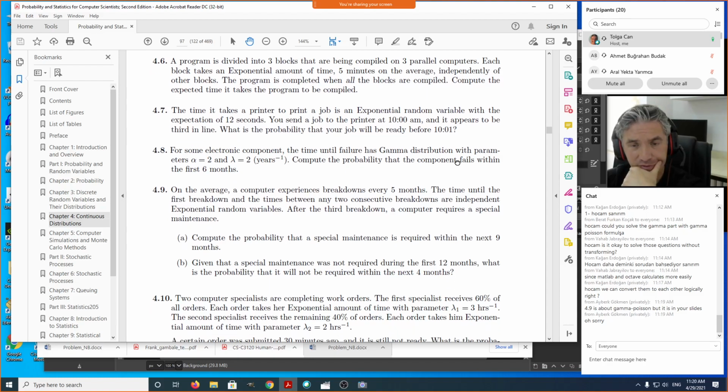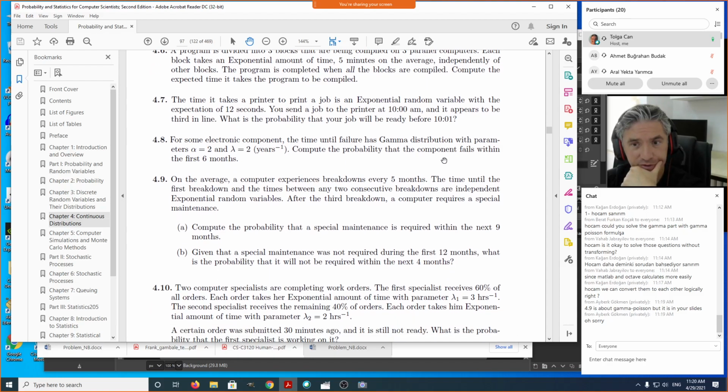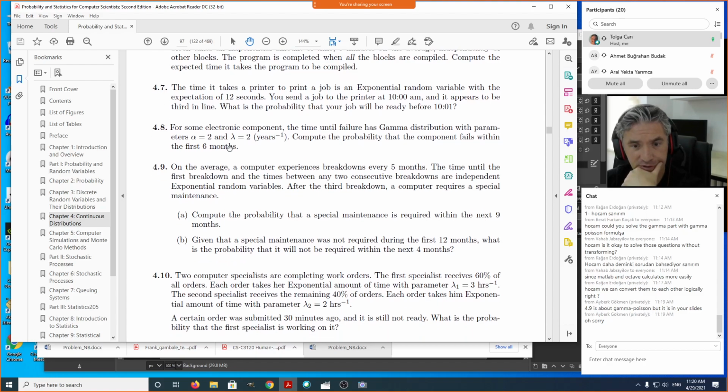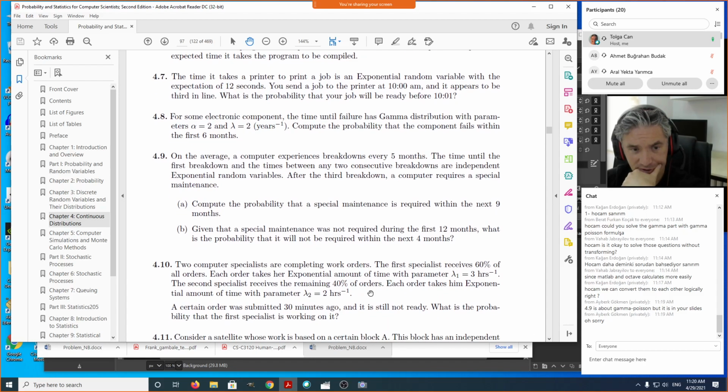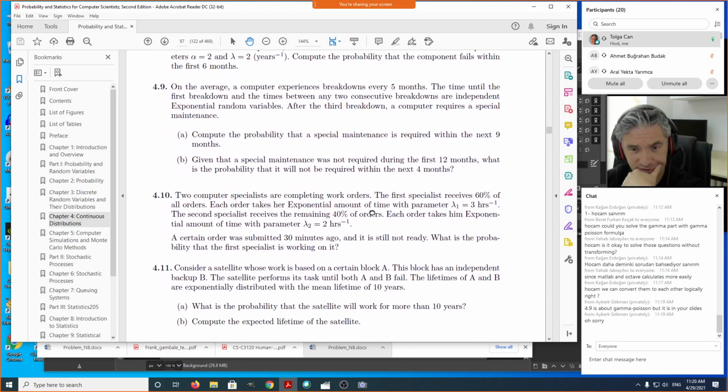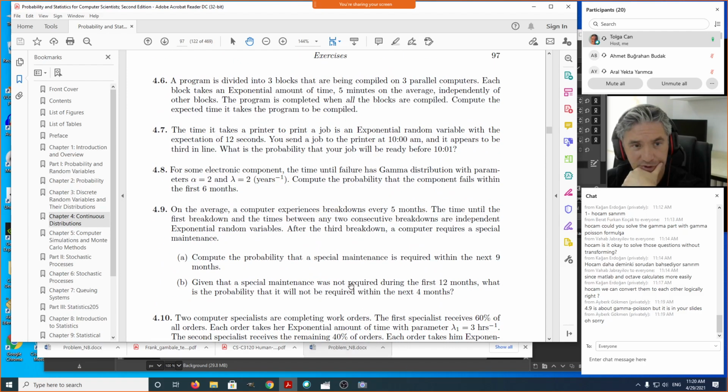So this one is a gamma distribution. Actually, we can do that within the first 6 months, or we can directly use the gamma CDF. But let's try to solve 4.8. This one is gamma, this one is exponential. I think this one is 4.8. We can solve 4.8 here.